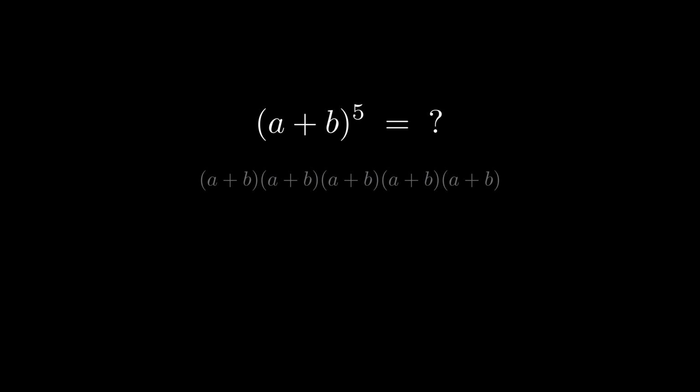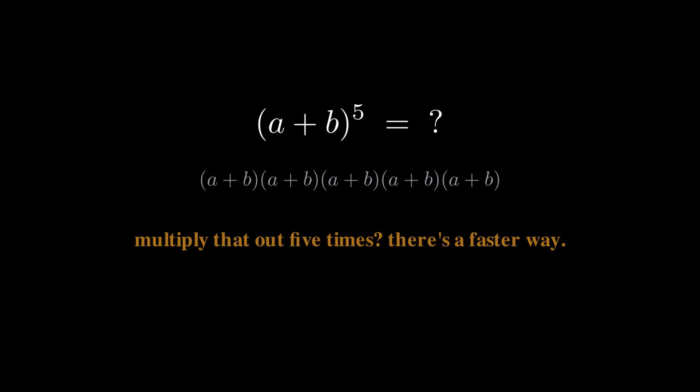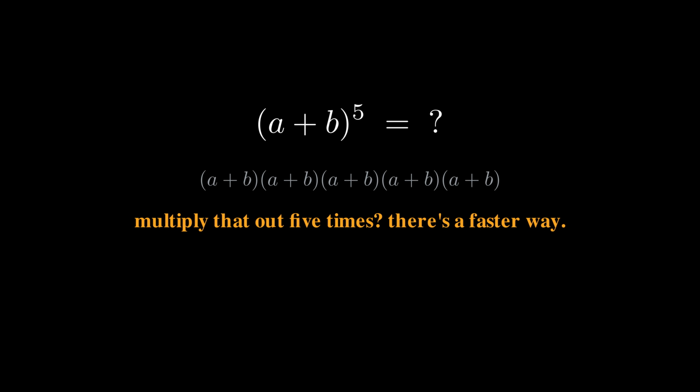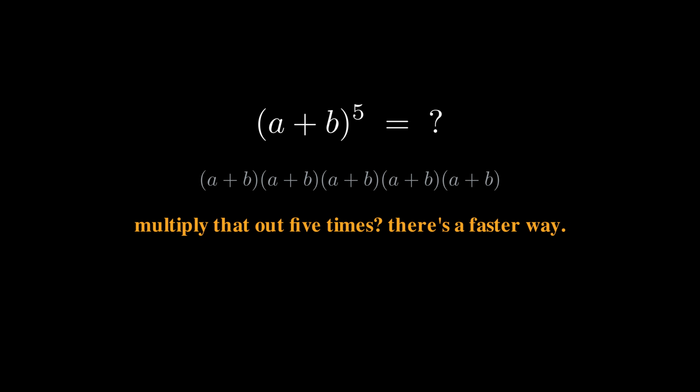It comes from a triangle of numbers. And by the end of this video, you'll expand any bracket like this in seconds. Pull out a single term without expanding at all. Find the constant term, and even run the whole thing backwards to find the missing power.